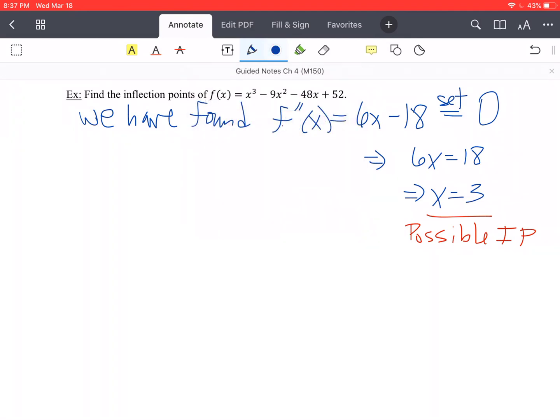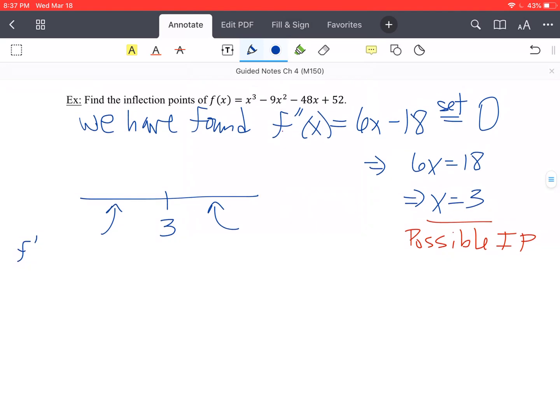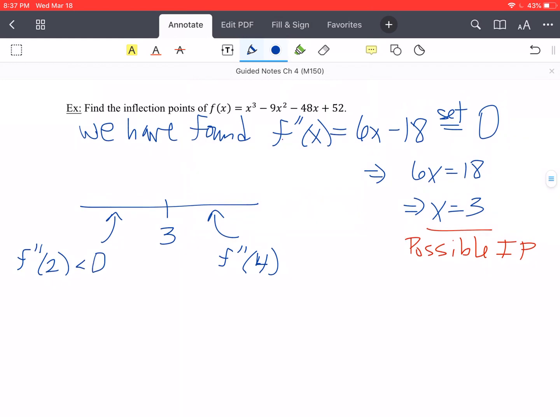So what we're going to do to test it is we're going to set up a number line, put our possible inflection point on there, and we're going to check a point to the left and to the right and see if the graph changes concavity. We can pick any points we want, so I'll go ahead and do f double prime of 2 and f double prime of 4. If we plug in 2, we get out 12 minus 18, so that's negative. And we plug in 4, we end up getting out a positive. So this goes from concave down to concave up, which means that because it does change concavity, it is an inflection point.